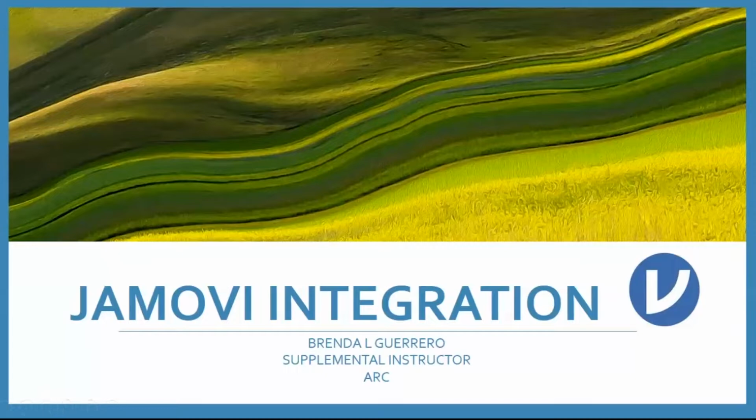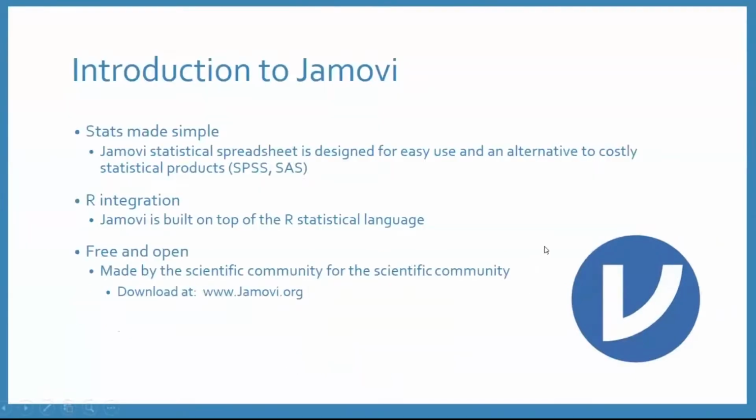Some of you guys might be familiar already with the Jamovi software. But in case you're not, Jamovi is basically a statistical spreadsheet designed for easy use and also as an alternative to statistical software such as SPSS. What's really cool about Jamovi is that it's built on top of the R statistical language.